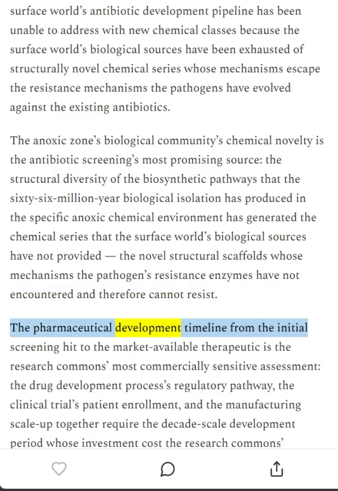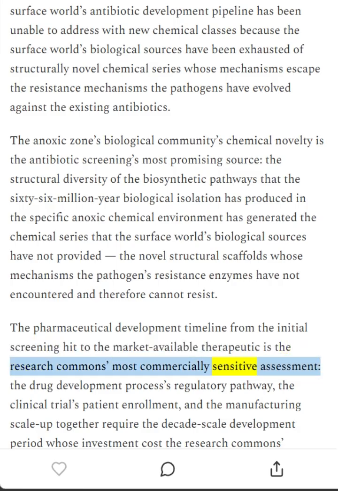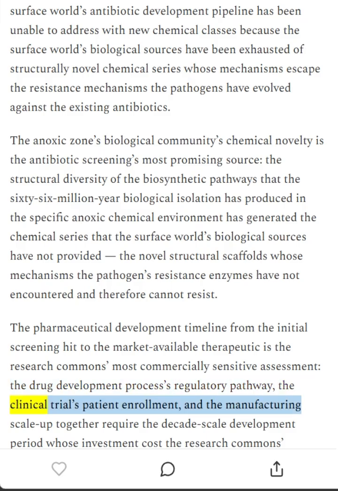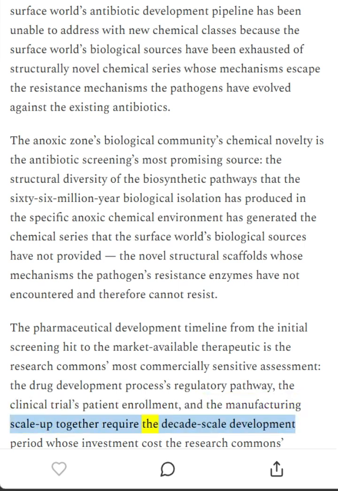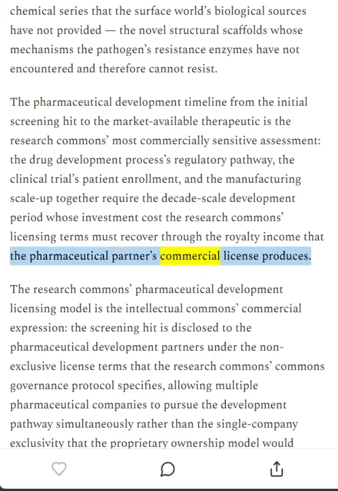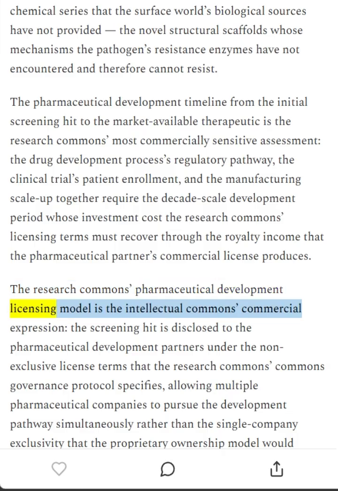The pharmaceutical development timeline from the initial screening hit to the market-available therapeutic is the Research Commons' most commercially sensitive assessment. The drug development process's regulatory pathway, the clinical trial's patient enrollment, and the manufacturing scale-up together require the decade-scale development period whose investment cost the Research Commons licensing terms must recover through the royalty income that the pharmaceutical partner's commercial license produces. The Research Commons pharmaceutical development licensing model is the intellectual commons commercial expression.